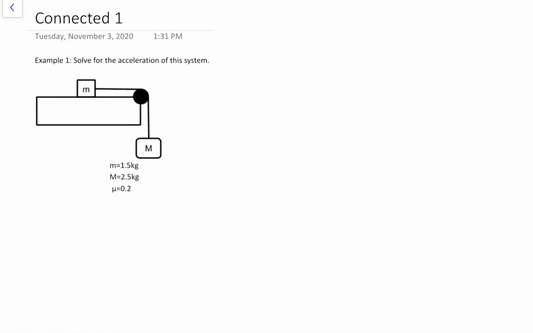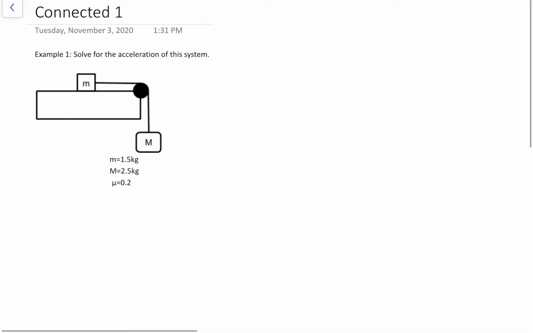I'm going to talk through a connected objects problem. I'll point out some of the main things to look for that you should get every time you set one up. We'll talk through this one.